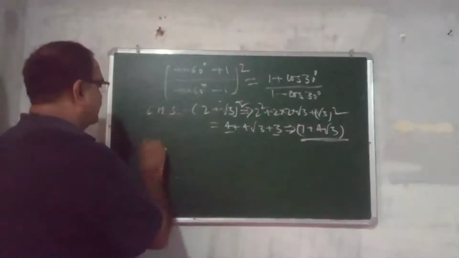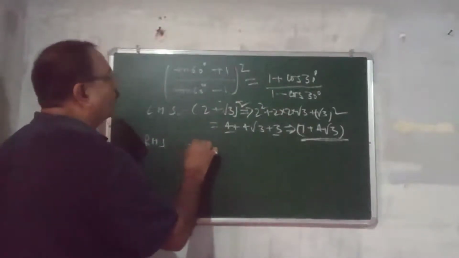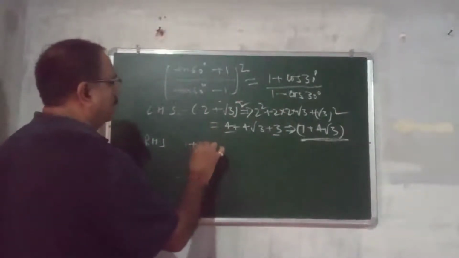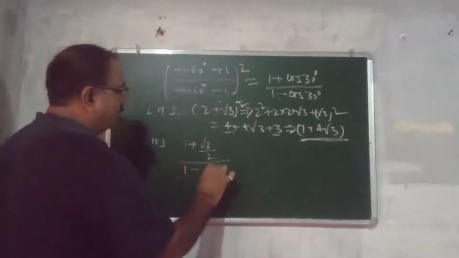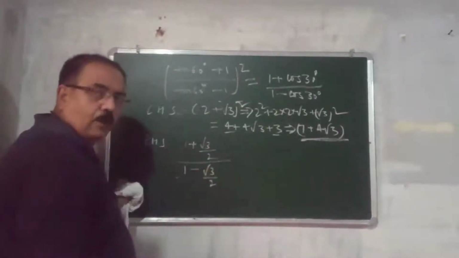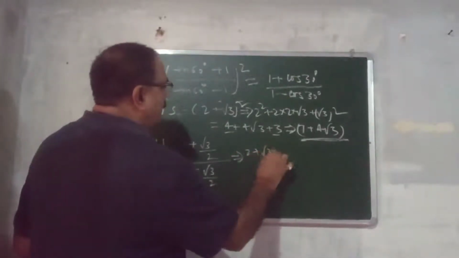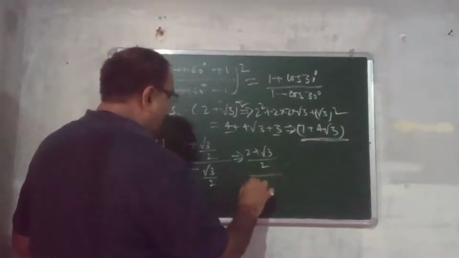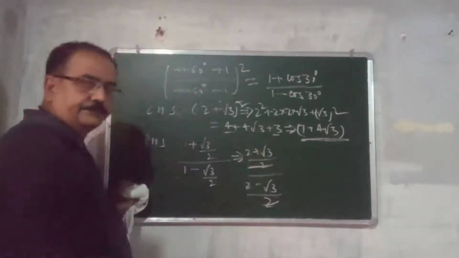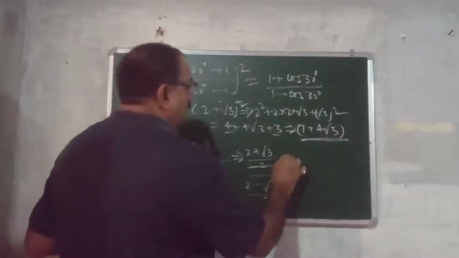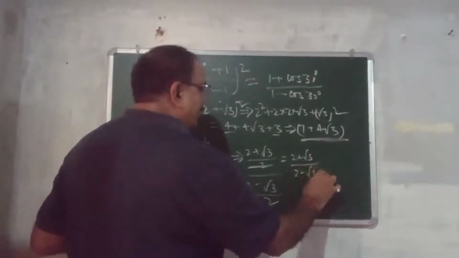So RHS: 1 plus cos 30, root 3 by 2, by 1 minus cos 30, root 3 by 2. Now we have to simplify. So it becomes (2 plus root 3) by 2, and (2 minus root 3) by 2. The 2s cancel. What is left? (2 plus root 3) by (2 minus root 3).